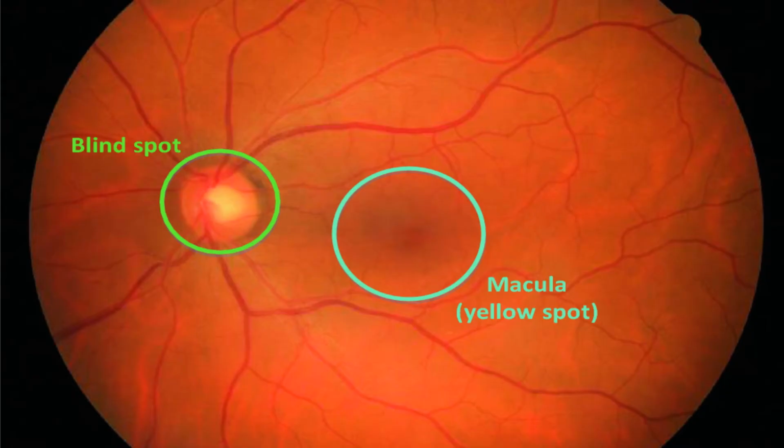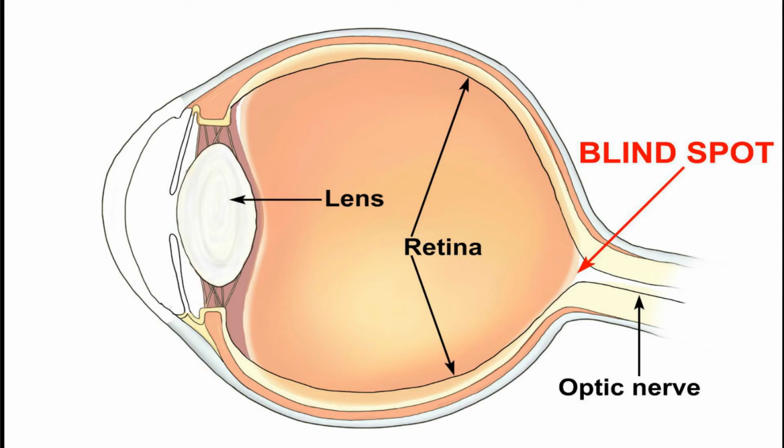Blind spot. It is the small circular area at the back of the retina where the optic nerve enters the eyeball and which lacks rods and cones and is not sensitive to light. So this area we are calling as blind spot. At this area, no rods and cones are present. So we cannot see the image formed at this spot.